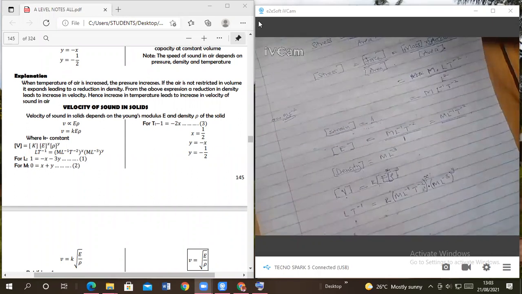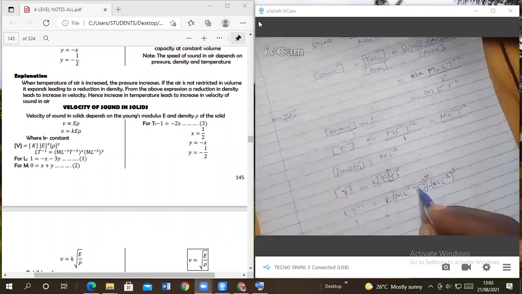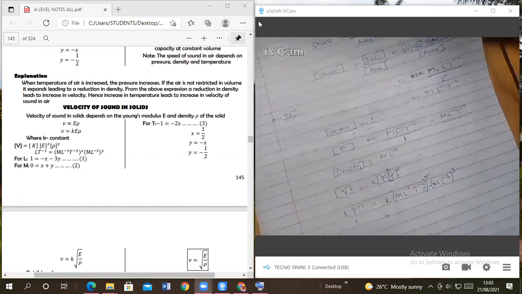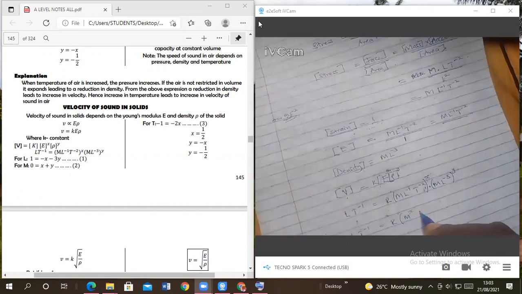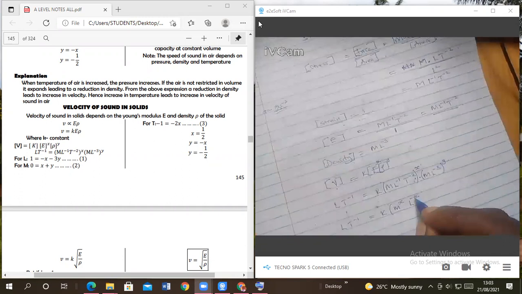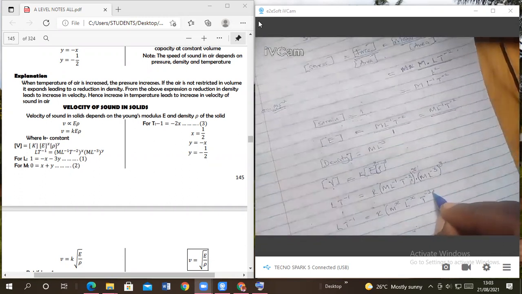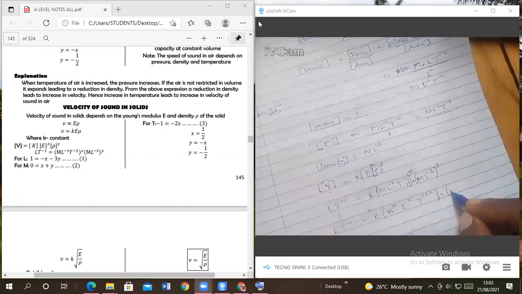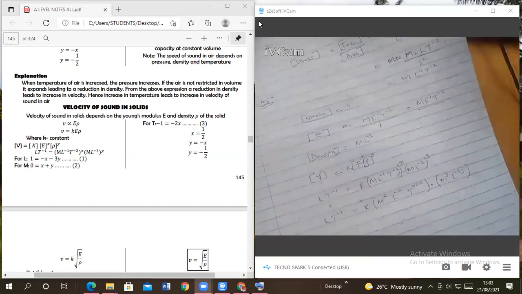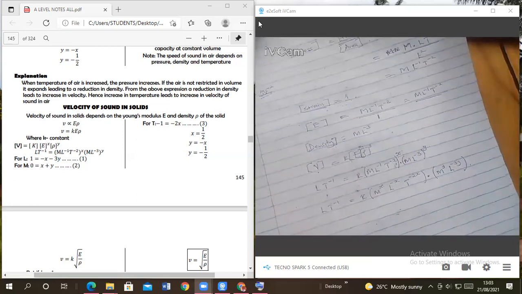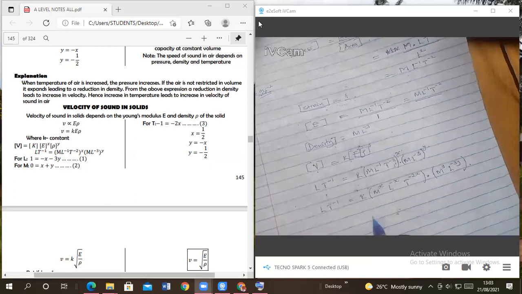Now let us proceed. When we open up the brackets here, we have LT equals K, and then we shall have M^X L^(-X) T^(-2X) times M^Y L^(-3Y). Are you following? Yes. Have you studied this with Mr. Watimone? Yes. I expect the answers, and I want you to give me the feedback very fast so that we move.